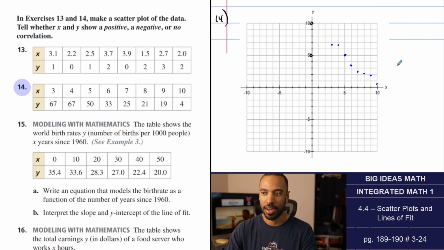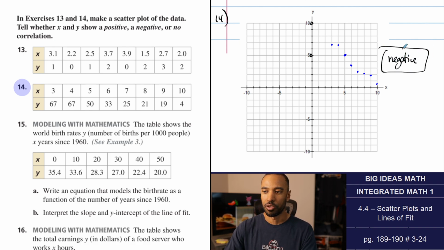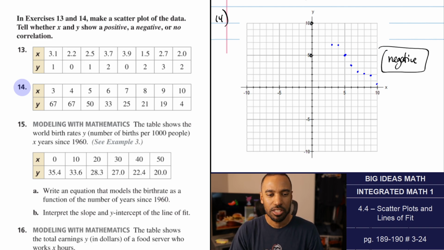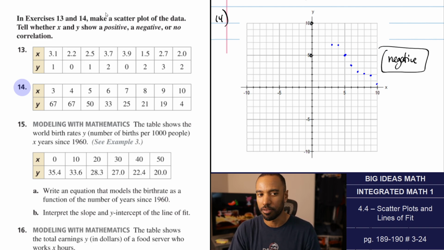Clearly a negative trend, right? There's a negative correlation there. I'm just going to write negative. And hopefully you can see the same thing on that. Not straight, right? We're not going to have perfect relationships like that.